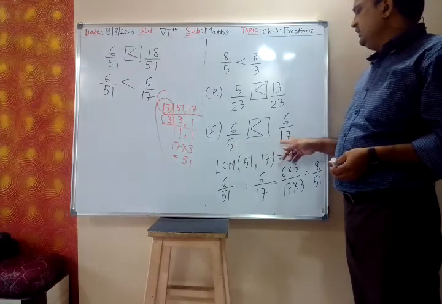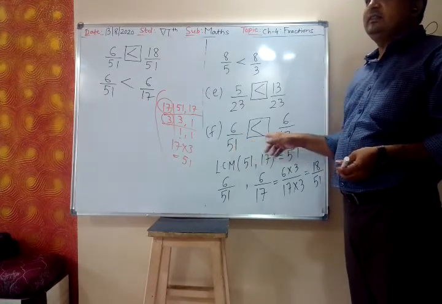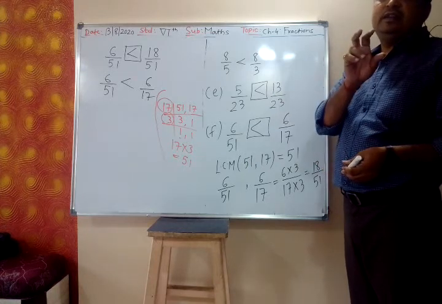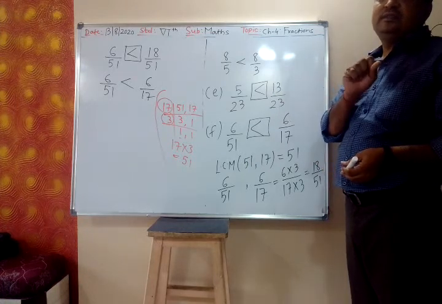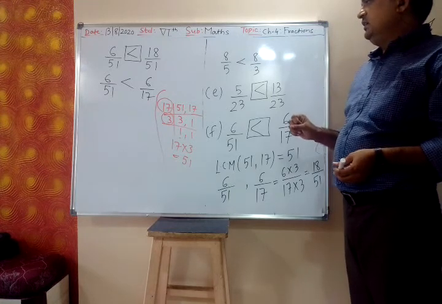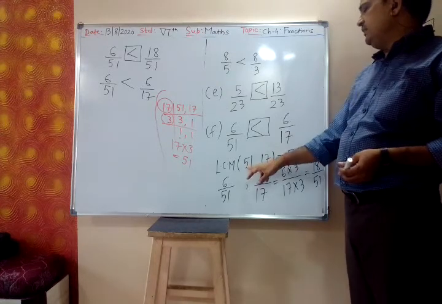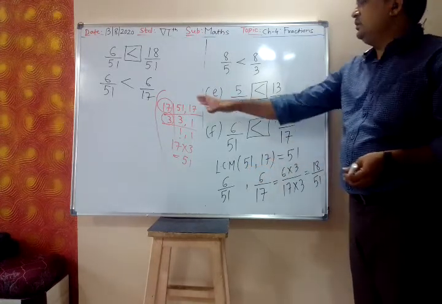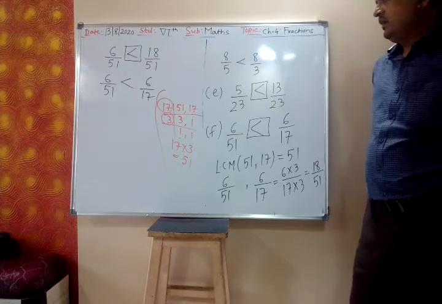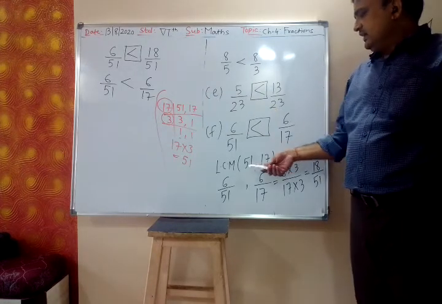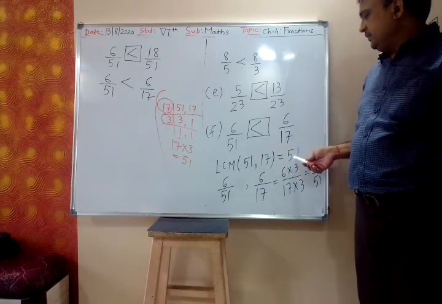The denominators are 51 and 17. They are not like fractions. We can compare two fractions only when they are like. Yes, that I have explained. If you know how to find the LCM of 51 and 17, then there is no need to write this. So the LCM of 51 and 17 is 51.